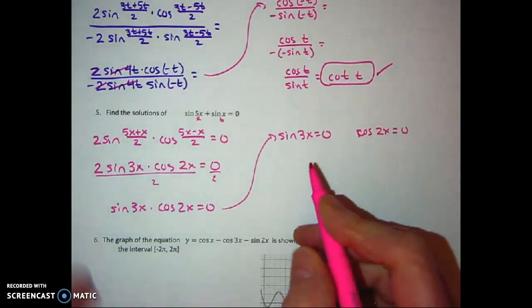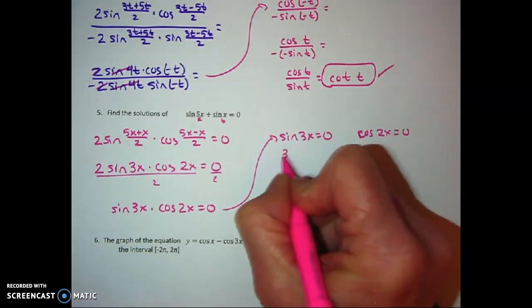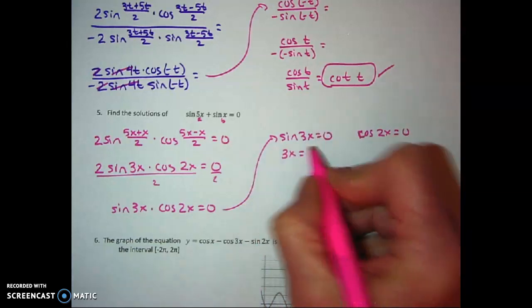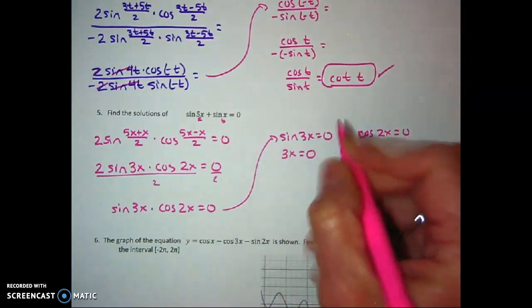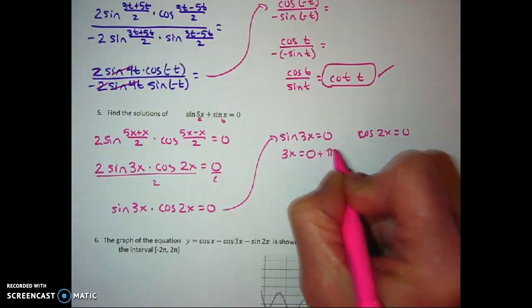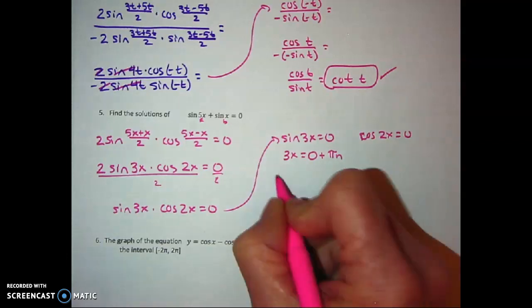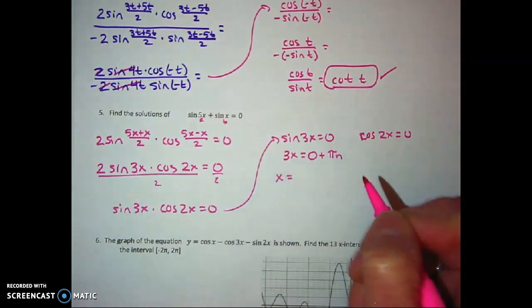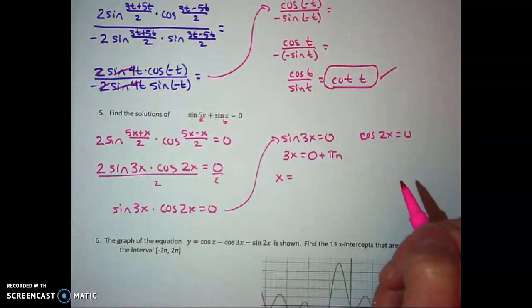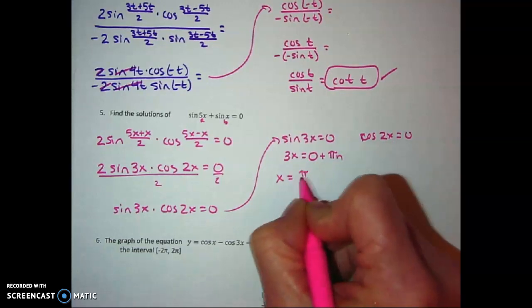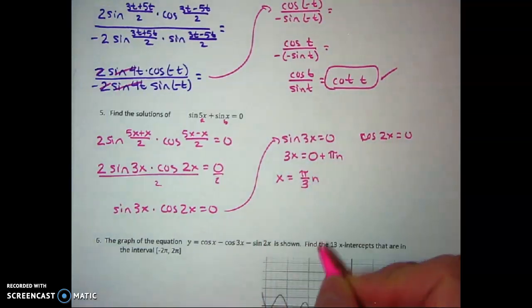So when does the sine equal 0? 3x is going to equal 0 when the angle is 0, and that's going to happen again at pi. So 0 plus pi n, which means if I divide both sides by 3, 0 divided by 3 is still just 0, so I just get pi over 3 n.